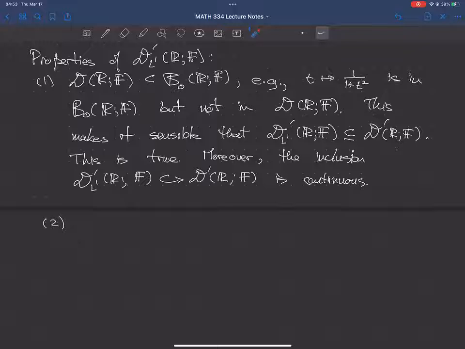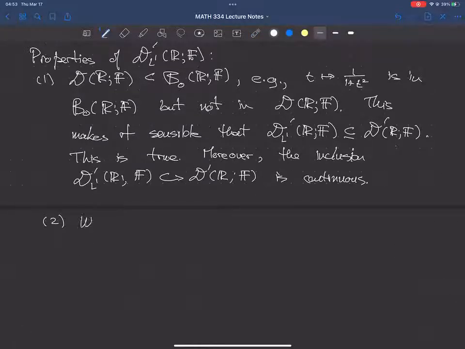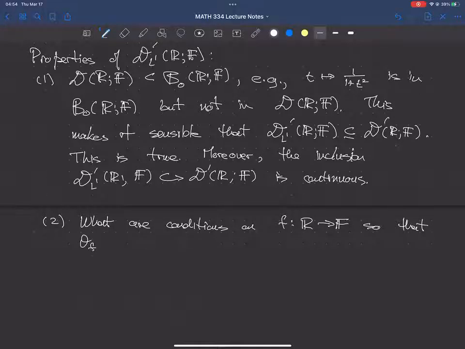And the way to think about that is, what are the conditions on F, a normal signal F, so that theta F is in D prime O1? We know that if F is locally integrable, then it gives you something in here. So the question I'm asking is, when is that something in here?